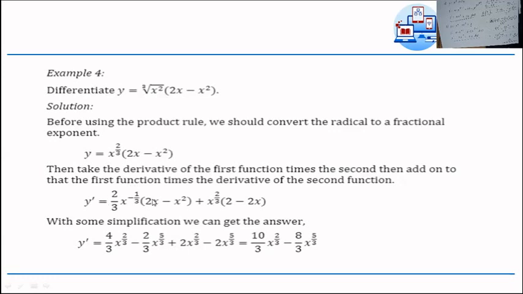Pag ito, i-multiply mo siya dito. Okay? Next, minus 2 all over 3. Pag ito, i-multiply mo siya dito, x raised to 5/3. Plus, ito, i-multiply mo sa 2, 2x raised to 2/3. Ito, i-multiply mo siya doon, 2x raised to 5 all over 3. Is equal to, simplifying, 10 all over 3, x raised to 2/3, minus 8 all over 3, x raised to 5/3.